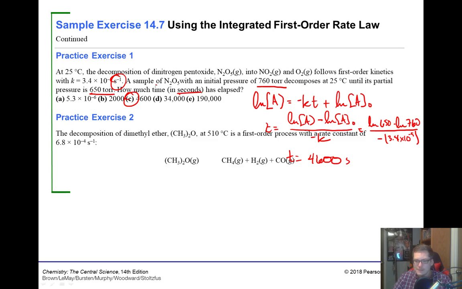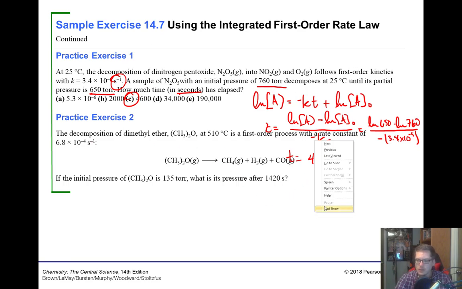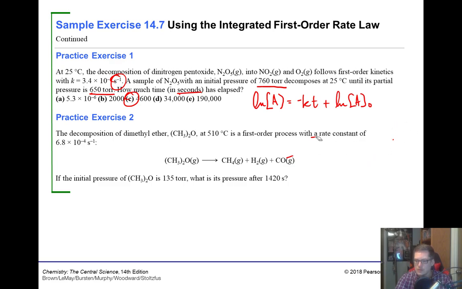Okay. Let's do this one too. It says the decomposition of dimethyl ether at 510 is a first order process. Well, that's nice because we already have that one written out. With a rate constant of this, there's our rate constant. There's a reaction. If the initial pressure is 134, what is its pressure after 1420 seconds?